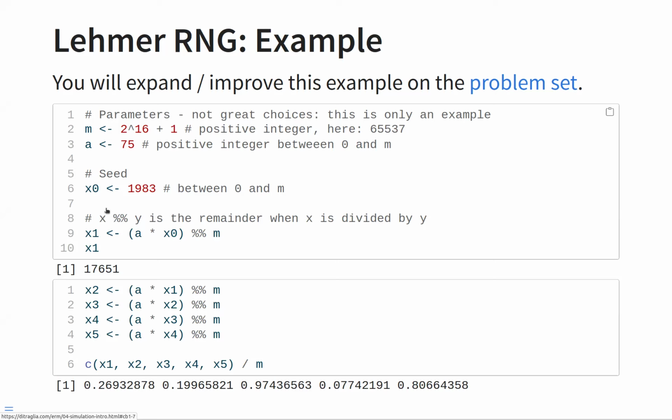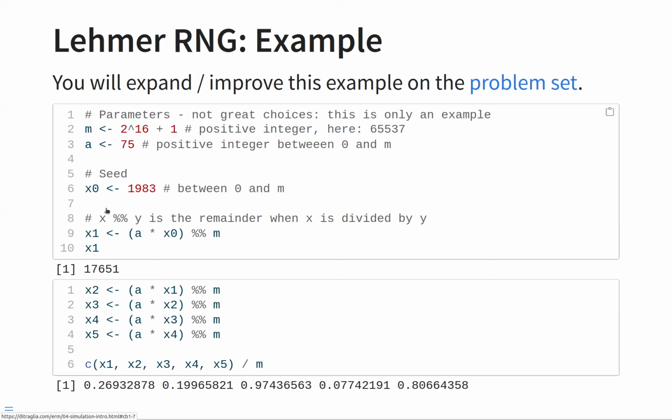So I'm just going to make a sequence of length 5. Then I'm going to throw away the seed, and I'm going to look at the values x1 through x5 divided by m. And these are supposedly pseudo-random uniform draws. Well, they don't look too bad. They're certainly between 0 and 1, and they appear to be sort of roughly uniform.